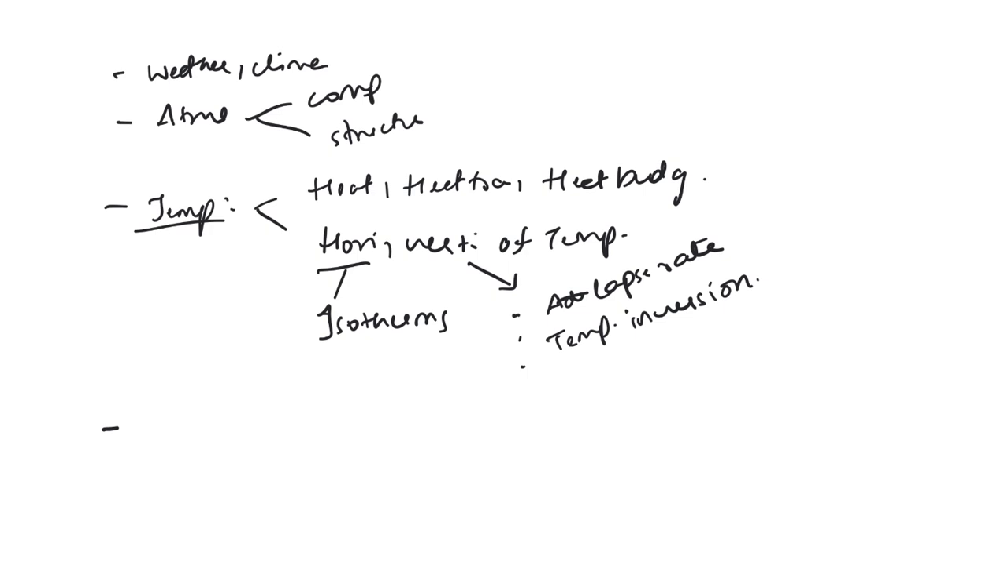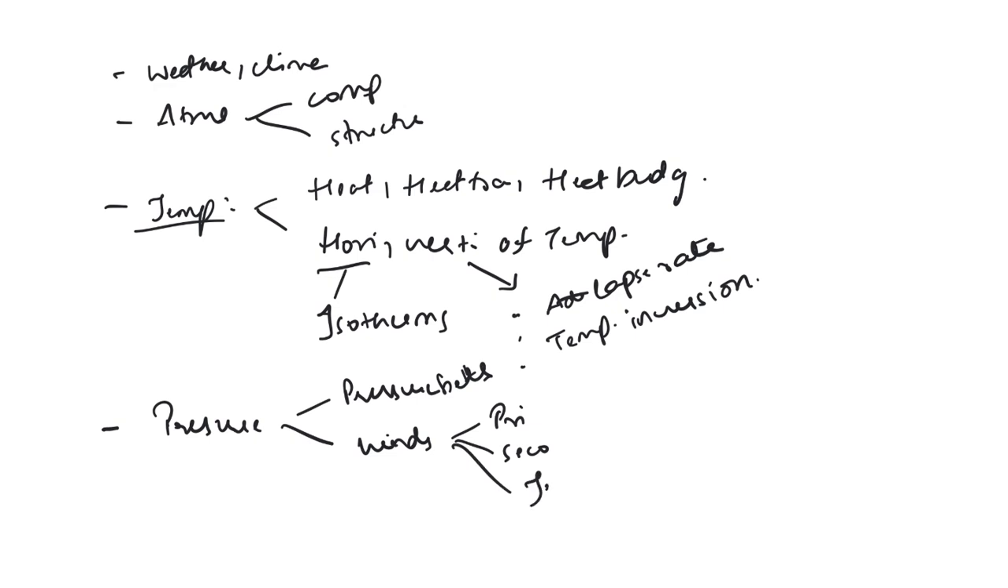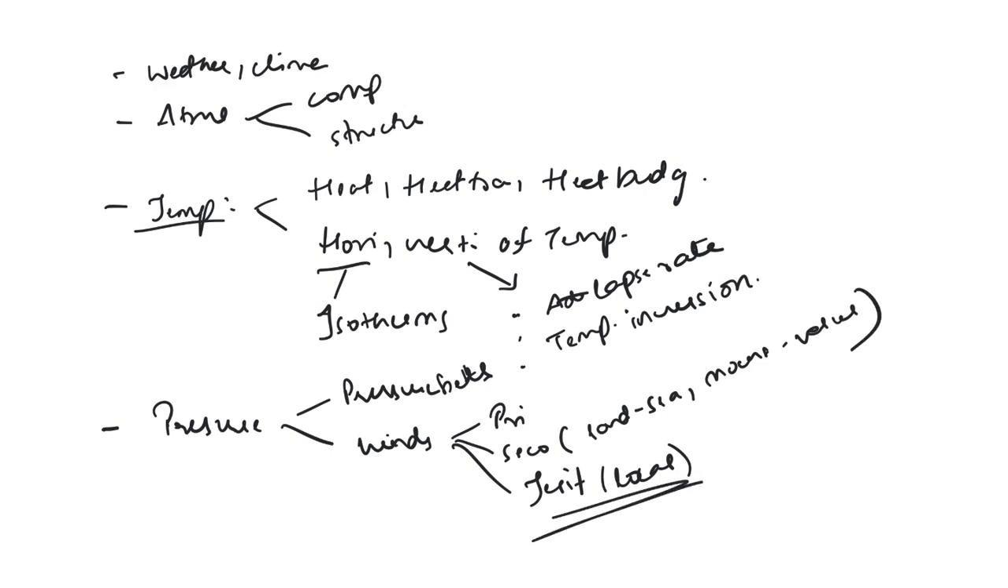Next comes the concept of pressure. We have seen the concept of pressure belts, thermally induced pressure belts, and dynamically induced pressure belts. And later, winds. What are the winds? Types of winds: primary winds, secondary winds, and tertiary winds. Tertiary winds are local winds, secondary winds are land and sea breezes, mountain and valley breezes, all this. Tertiary winds, the local winds, we have seen with map pointing. We have dealt in detail about all the local winds.